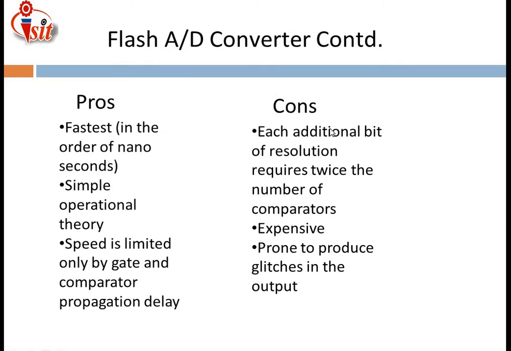Then, continuing with the flash analog to digital converter: it is very fast, in the time order of a nanosecond, and each additional bit of resolution requires twice the number of comparators. Along with this, the operational theory is simple, but the circuit is expensive. The speed is limited only by the gate and comparator propagation delay, and it is prone to produce glitches in the output.